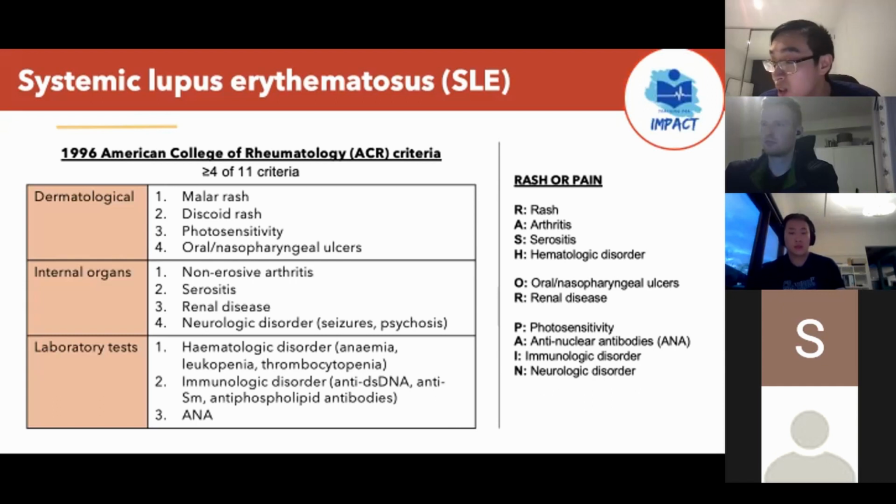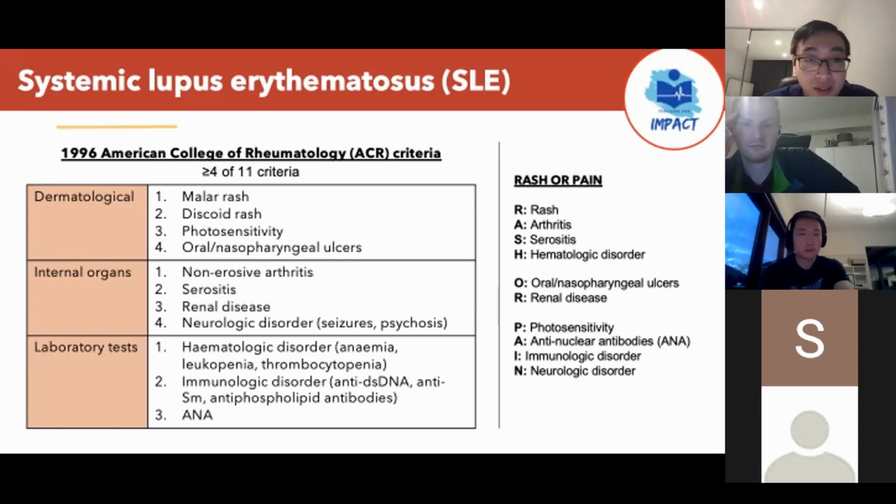Yep. So Joyce says UAC. What are you looking for on UAC, Joyce? Yep, renal disease. Cool. And you said FBE. What are you looking for there? Yep, anemia, leukopenia, thrombocytopenia. Cool. Anything else? You're trying to confirm the diagnosis of SLE. You've taken the history, done the examination.